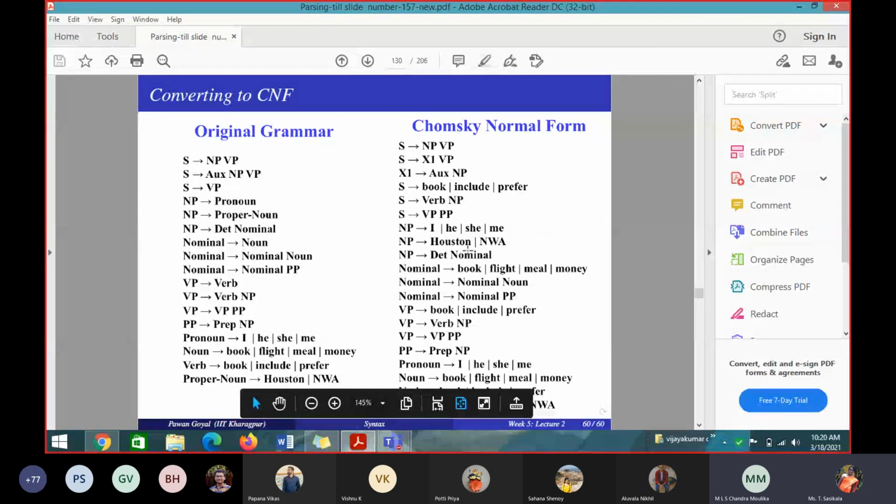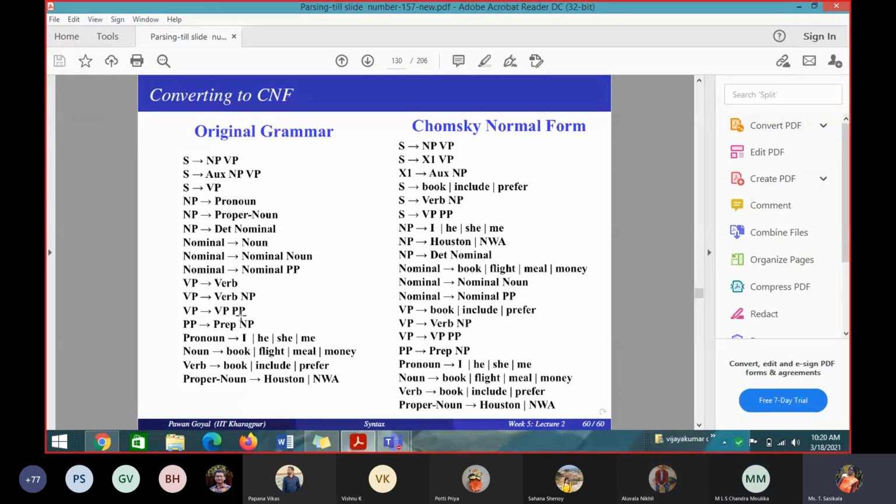These are all the rules obtained by converting to Chomsky normal form, and only this grammar has to be given to the CKY algorithm. This is the original grammar given. Is it fine? Yes, ma'am. Can you tell me the two rules to convert this original grammar to CNF? Exactly: two non-terminals or one terminal.